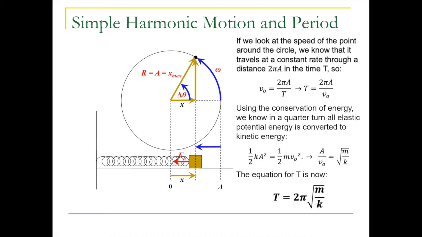We can rearrange that equation for T in terms of the amplitude and velocity, and that equation alone could help us out, but we can even take it one step further, and we can actually use the conservation of energy in that we create an equation for A over V naught based upon the quantities of the oscillator itself, specifically the mass of the object and the spring constant. If we substitute this into our equation for period, what we have now is an equation for T in terms of the properties of the oscillator itself. So T is equal to 2 pi times the square root of m over k, where m is the mass of the object oscillating and k is the spring constant of the oscillator itself.